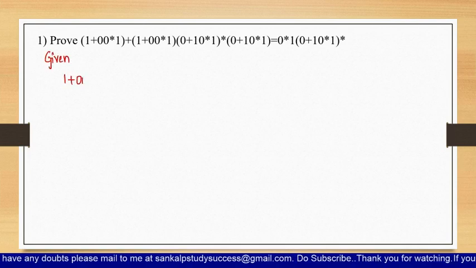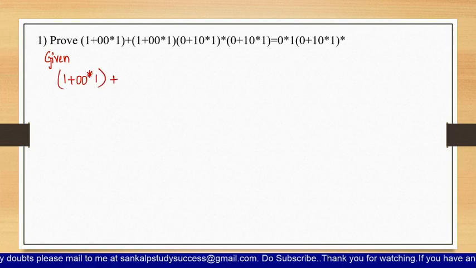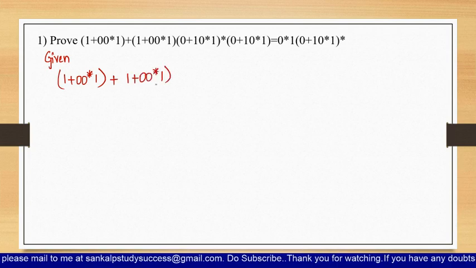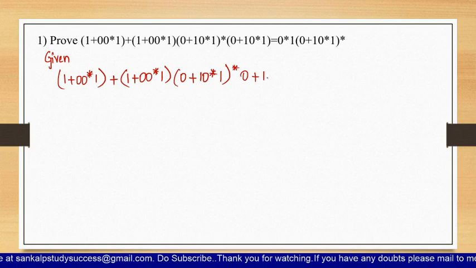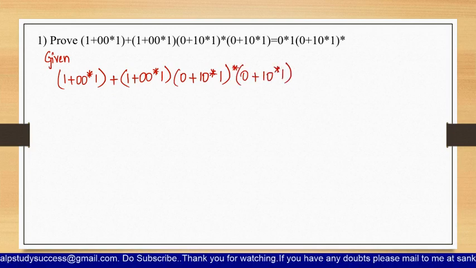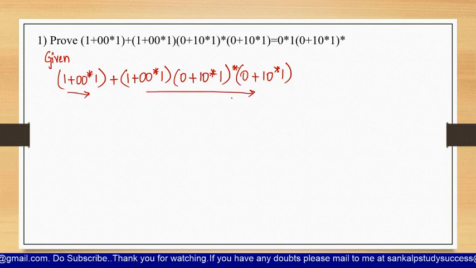1 plus 0 0 asterisk 1 plus 1 plus 0 0 asterisk 1 into 0 plus 1 0 asterisk 1 whole asterisk 0 plus 1 0 asterisk 1. So, if you carefully observe, this is one term and this completely is the second term, right? This is one term and this completely is the second term.